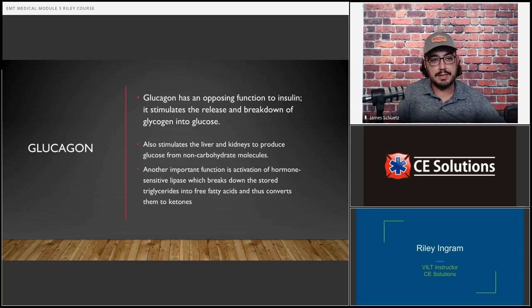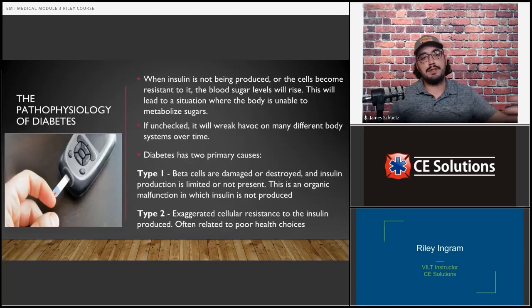Another important function is the activation of hormone-sensitive lipase, I think is how we say that, which breaks down the stored triglycerides into free fatty acids, and thus converts them into ketones. Okay. All right. So pathophysiology of diabetes. So we've given you all the puzzle pieces, and this is how it does not fit together.